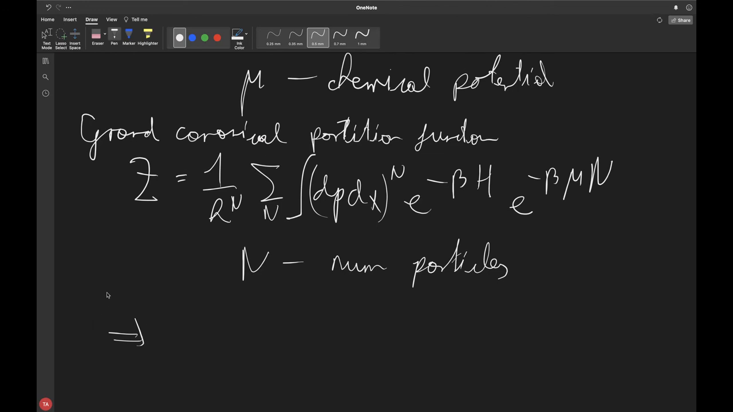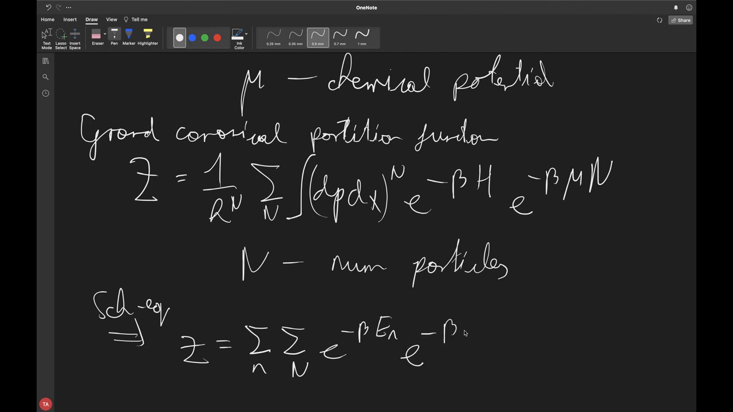So after the Schrödinger equation, this Z, uppercase Z, will become the sum for the n, and this for the number of states, and the sum for the uppercase N, the number of particles. And we have the exponential of minus beta En, this is unchanged, and now comes the change, which is the beta mu N part.